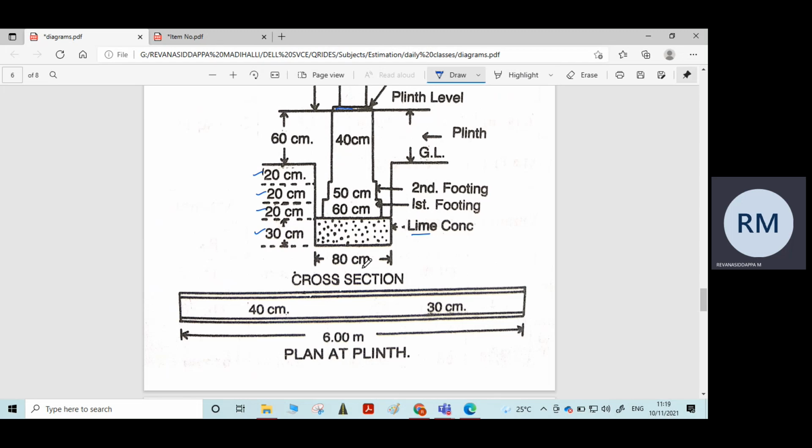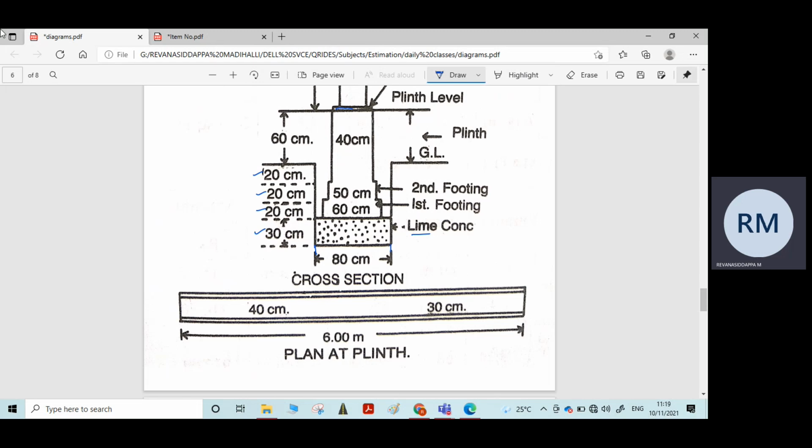Now just identify the dimensions of the lime concrete wall. Its width, height, and length. What is the width for which the lime concrete will be laid in the excavation? It is the same as that of earthwork in excavation only, right? 80 centimeter only. Width of the PCC, 80 centimeter only. What about its depth? 0.3 meter. What about the length? Length is whatever the length of the wall is, to that length only the PCC bed will be laid.